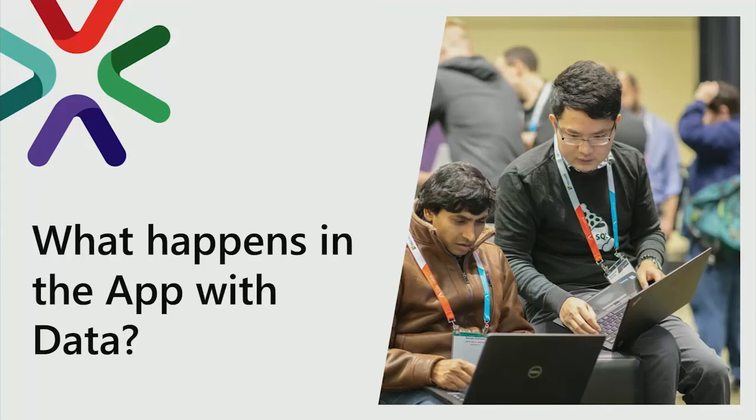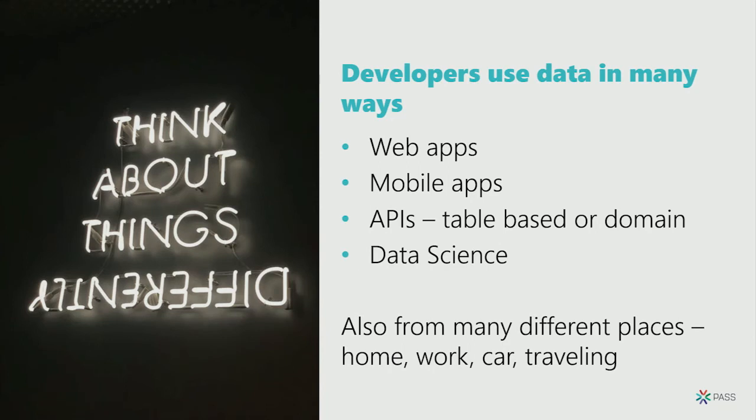So I was thinking about what really happens with apps and data. And to tell you the truth, there's lots of different ways. If you didn't know this, you probably did, but there's lots of different ways that developers use data that you guys have in your databases. So there's web apps, there's mobile apps, there's APIs, and I kind of break down APIs into table-based APIs and domain APIs.